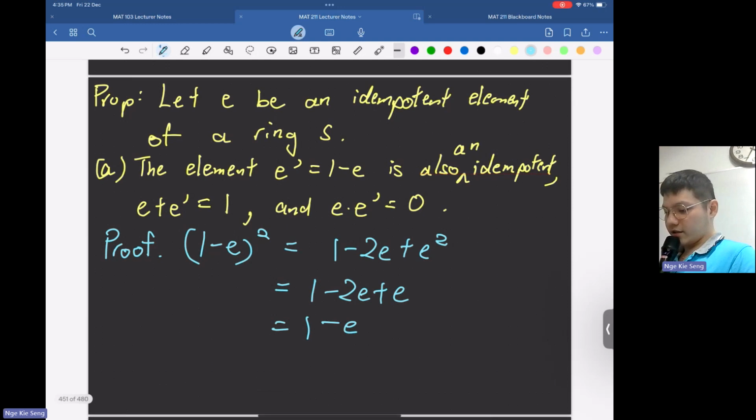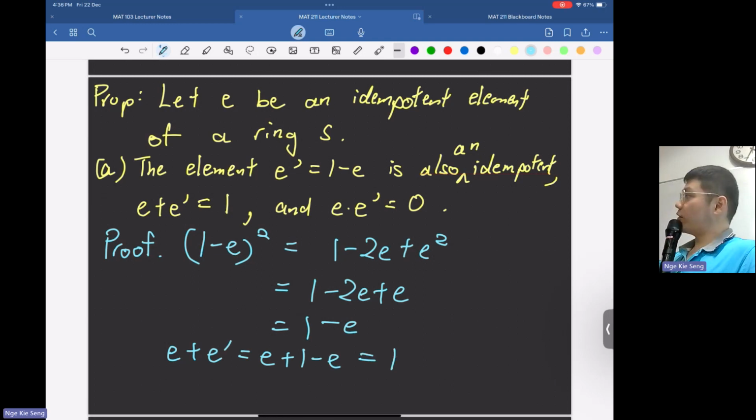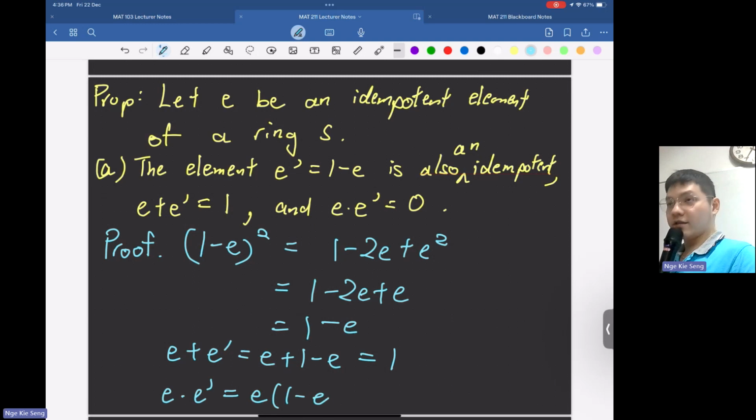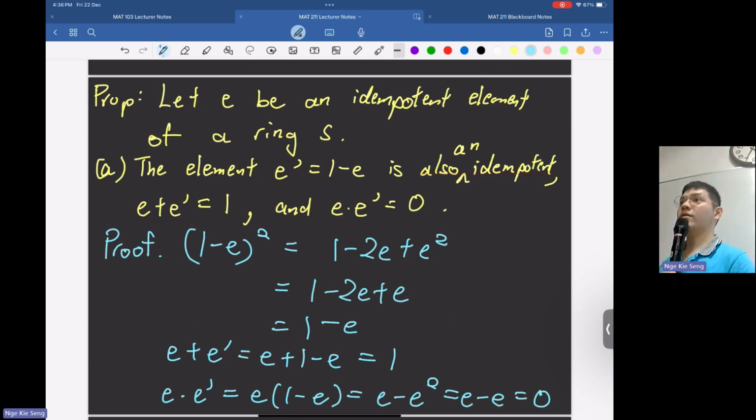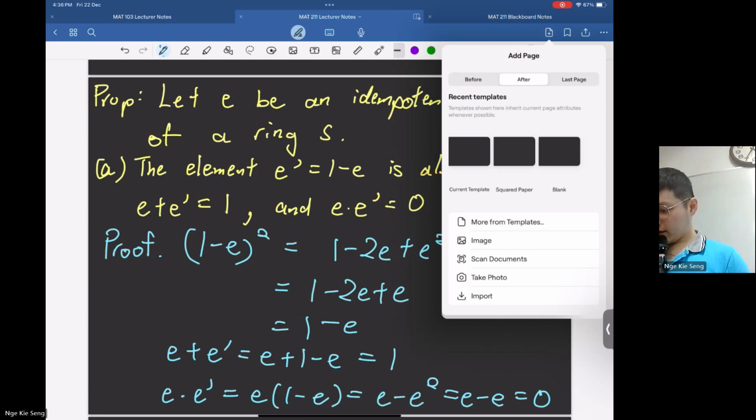So how do we check the other property? E plus E prime equals 1. E plus 1 minus E is 1. Why? We need to commute here, but our ring is always commutative, so we can commute. This is the place where we use commutativity. How about E times E prime? E times 1 minus E gives you E minus E squared. But E is an idempotent, so E minus E gives you 0. So it's just a simple computation. Okay, next.